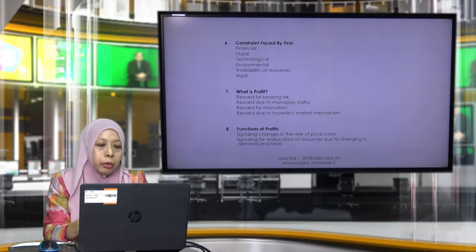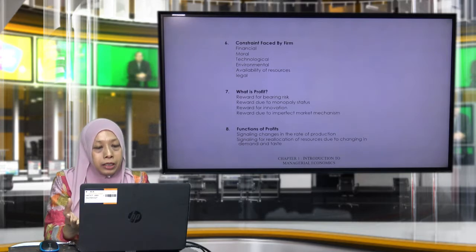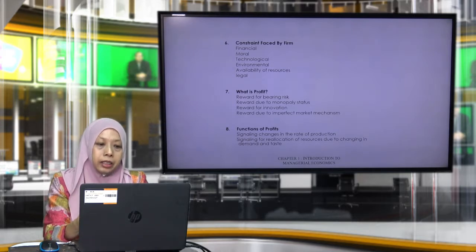The next one would be that profit is a reward for monopoly status. A monopoly is the only company in an industry. Being the only company in an industry, the firm is able to control either price or quantity.